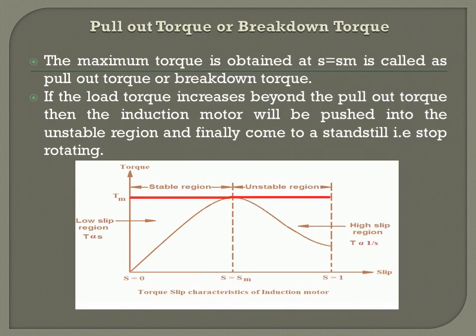Next is the pull-out torque or the breakdown torque. The maximum torque is obtained at a condition when slip is equal to maximum slip. So the maximum torque is obtained at s equal to Sm and is called the pull-out torque or the breakdown torque. If the load torque increases beyond this pull-out torque, then the induction motor will be pushed into an unstable region and finally come to a standstill, that is, stop rotating. The red line indicates that when s is equal to Sm, the maximum torque is obtained. This torque is known as the pull-out torque or the breakdown torque.